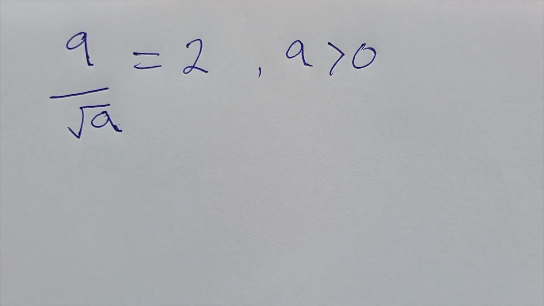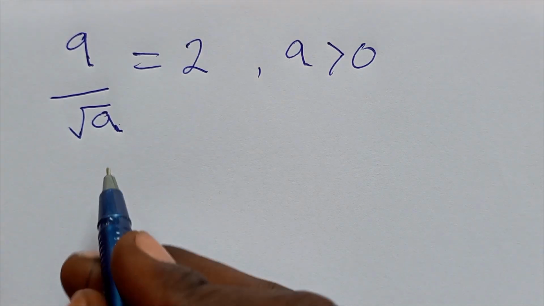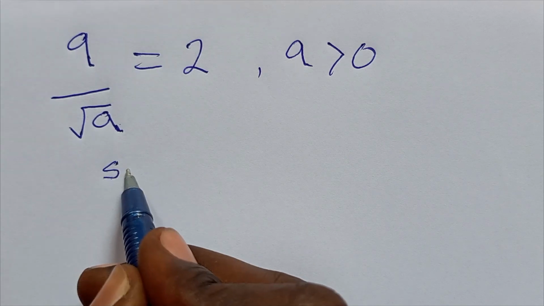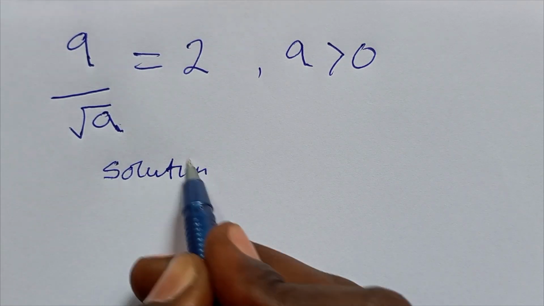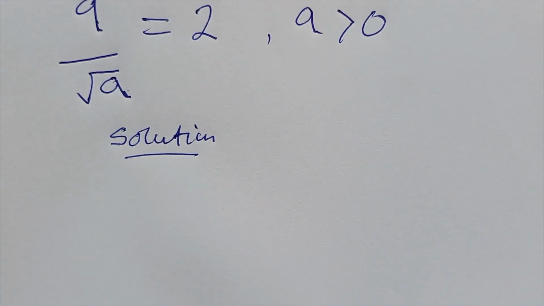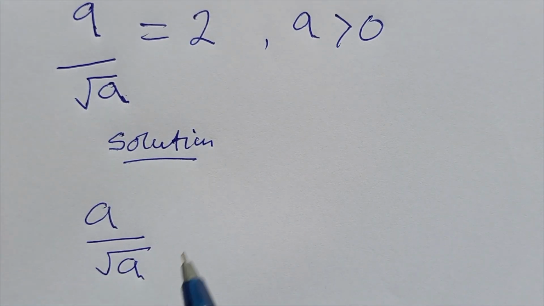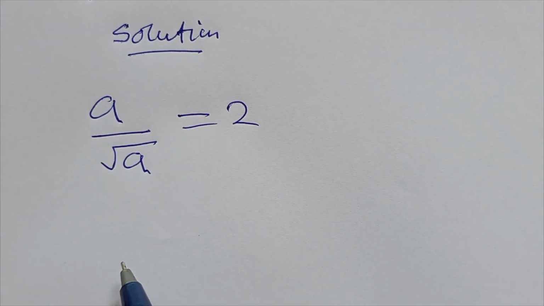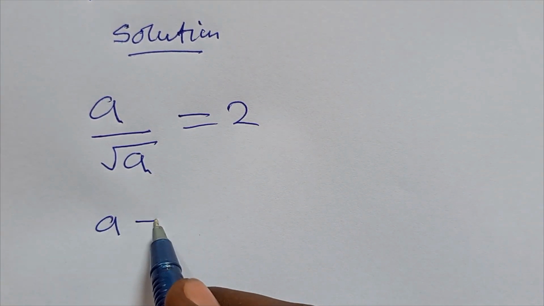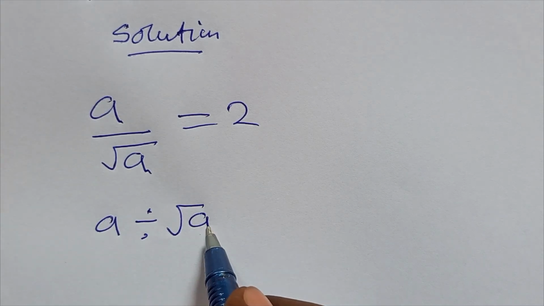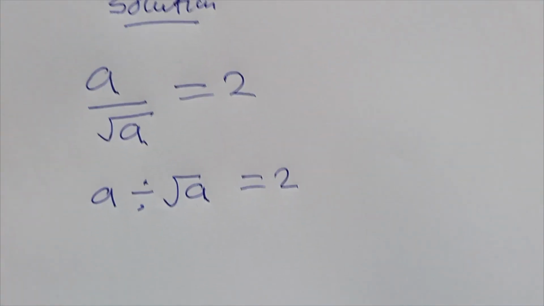So we are asked to find a from this question. Well, the solution. So let's write down our equation: a over root of a equals 2. We are asked to find a. So let's decide to write this as a divided by root of a equals 2.